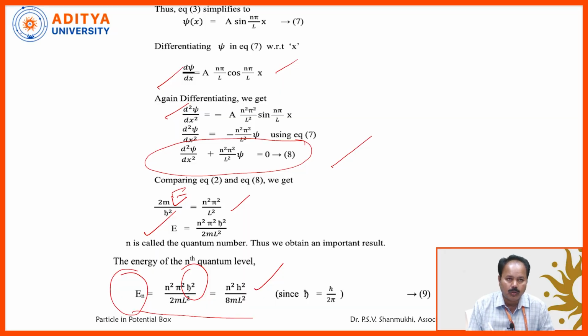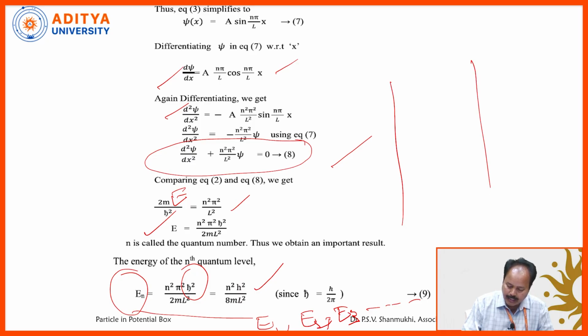You give n is equal to 1, you will get E1. N is equal to 2, E2. So the energy values are E1, E2, E3 and so on. These are the discrete energy values called eigenvalues or the energy values.